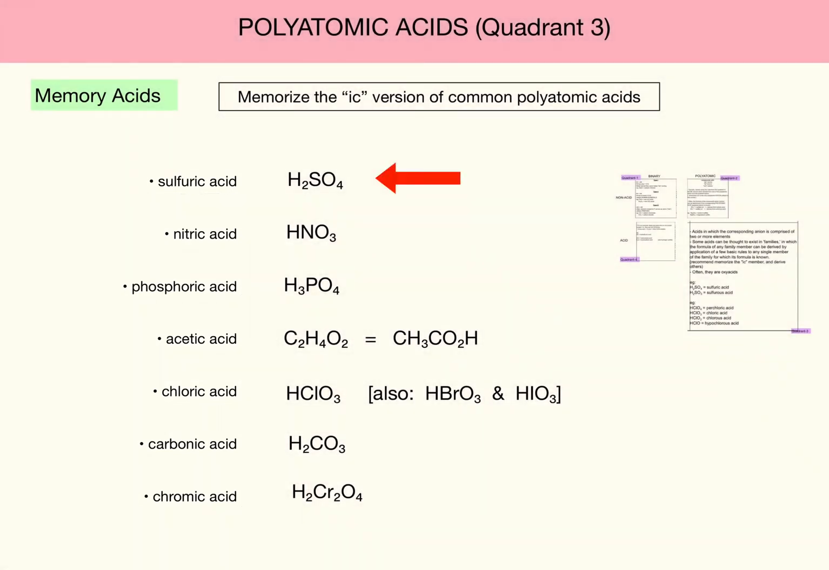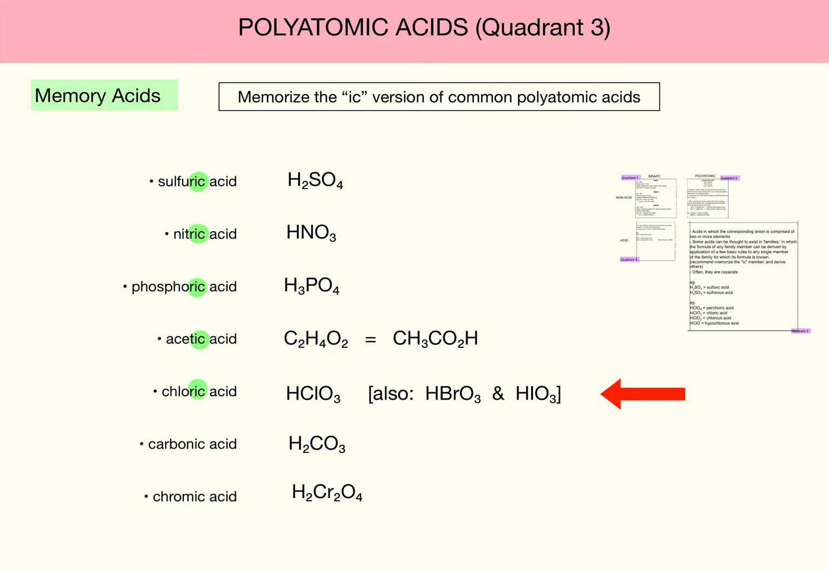Sulfuric acid, H2SO4. Nitric acid, HNO3. Phosphoric acid, H3PO4. Acetic acid, C2H4O2. Brief disclaimer, it's sometimes written differently because one of those hydrogens acts very differently from the other 3.